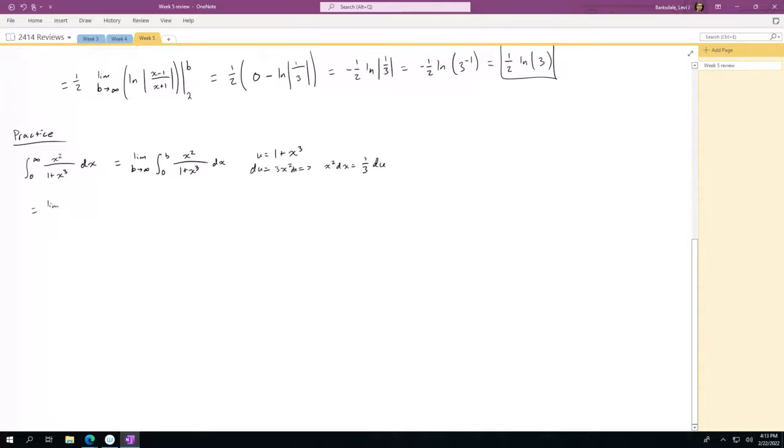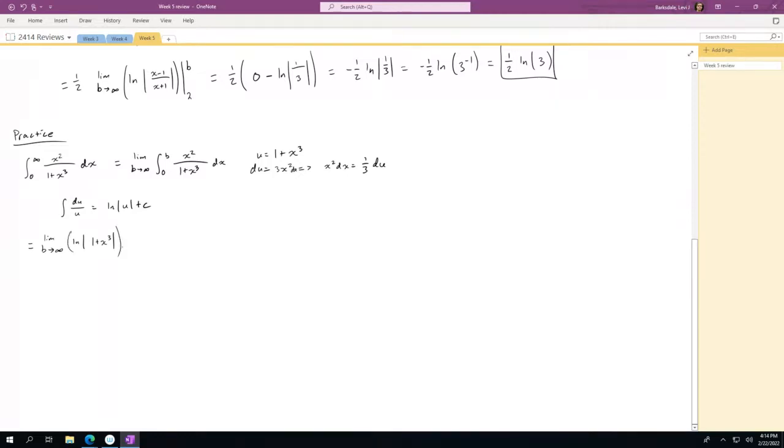So then we have the limit as b goes to infinity of, technically, I'm just going to solve my integral first and then substitute in my limit so that I don't have to change my bounds of integration. So we have the integral of x squared over 1 plus x cubed. It's just the integral of du over u, which is of course the natural log of u plus C. So our integral then becomes the limit as b goes to infinity of the natural log of 1 plus x cubed.